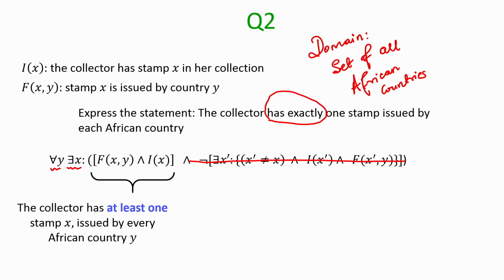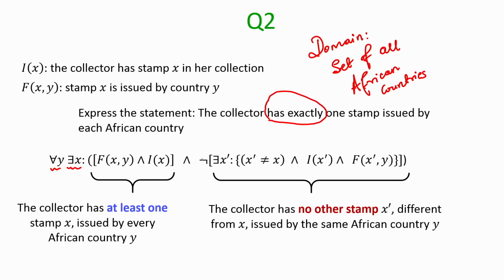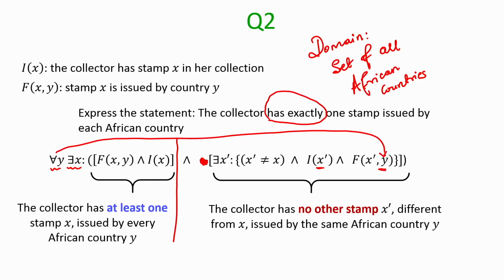We want to represent that exactly one value of X, or one stamp X, is there for each country Y. So, that is why we have to put this second part of the expression. For the moment, forget about this negation and whatever is there before the conjunction, forget about that as well. The second part of the expression denotes that there can be other stamps X prime issued by the same country Y and which is also there in the collection of the collector. And you see, I have very carefully put the parenthesis here. The scope of this Y is still covered by this for all Y.